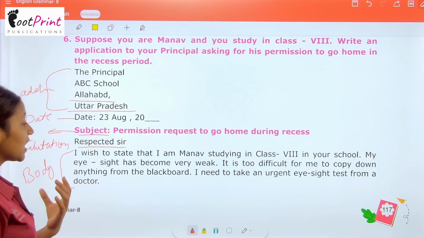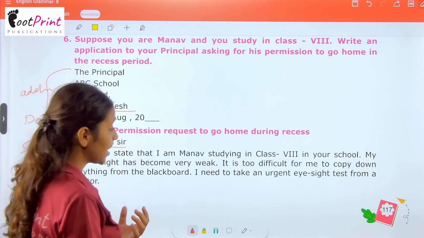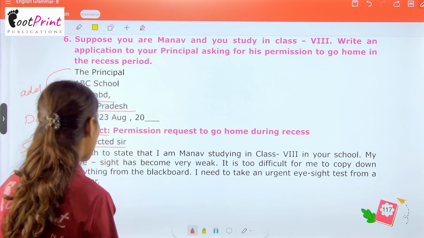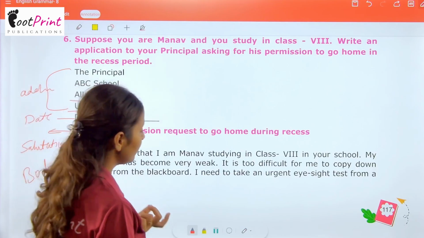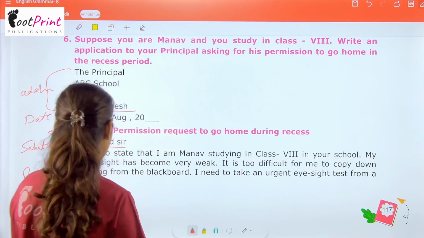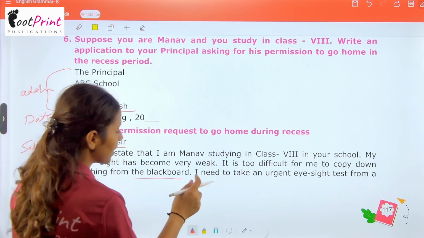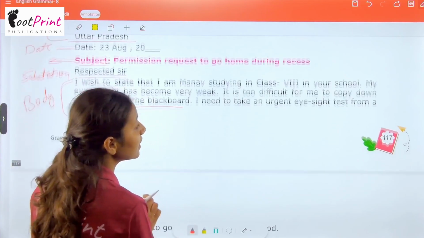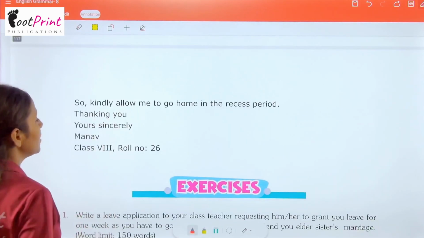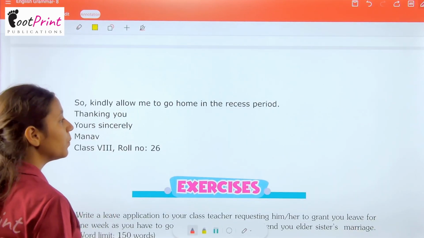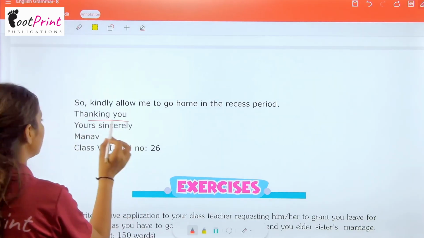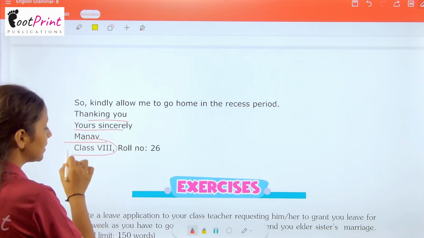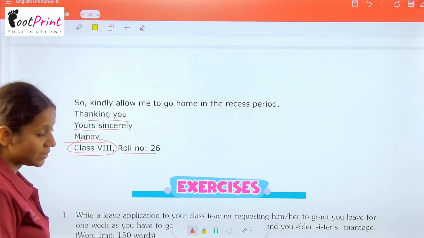Respected sir, I wish to state that I am Manav, studying in class 8 in your school. My eyesight has become very weak. It is too difficult for me to copy down anything from the blackboard. I need to take an urgent eyesight test from a doctor. So kindly allow me to go home in the recess period. Thanking you, yours sincerely, Manav, class 8, roll number 26.